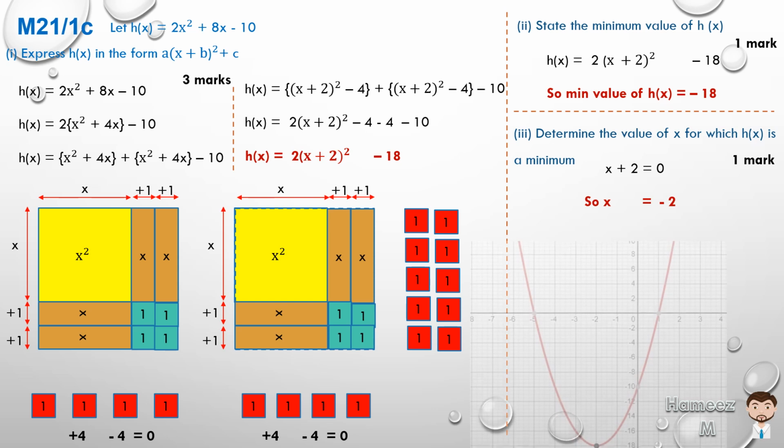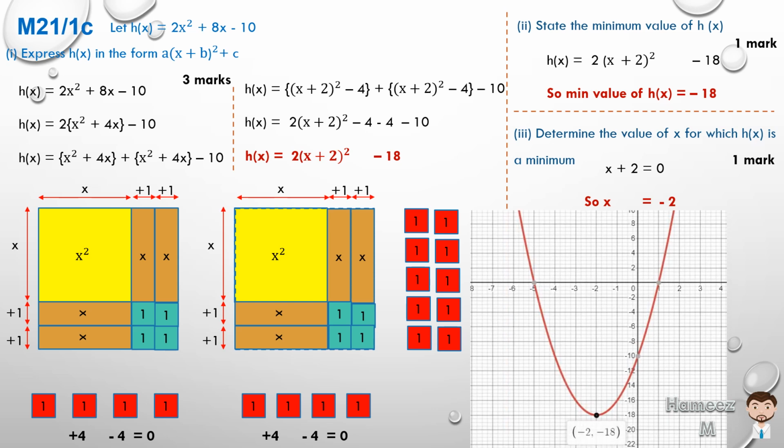So I'm going to bring up a sketch to give you an indicator of what the graph looks like. And of course, it's a U-shaped graph. If we look at the original equation, h of x, we recognize that the y-intercept is minus 10. So the graph is cutting at minus 10. It's U-shaped. And its minimum point is minus 2, minus 18, which were the values that we found in part 2 and part 3. So completing the square is just another way of shifting the normal quadratic into a form where we can easily identify the minimum point.